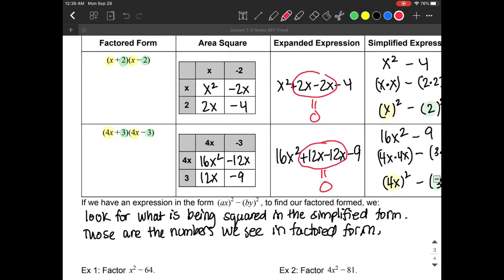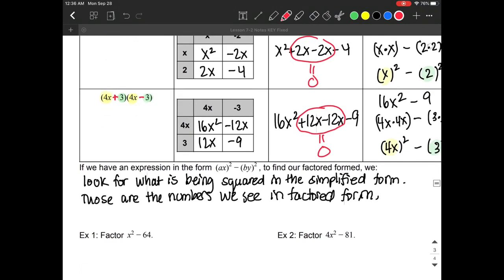Also, if we look at the factored form, another pattern that I see is that I have plus, or addition, in the first parentheses and subtraction in the second. So if I break down ax squared minus by squared into factored form, I have two parentheses. Ax is the first term, because that's the thing that's being squared first. By is the second term. I have addition in one parentheses, and in the other I have subtraction.